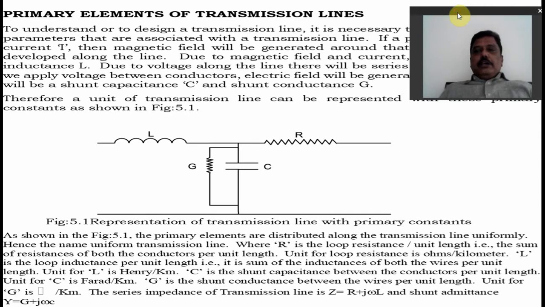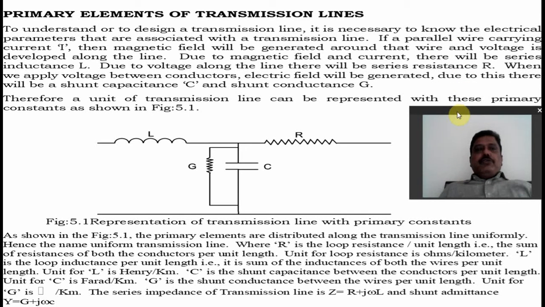Now let us study the primary constants, or primary elements, of transmission lines. To understand or to design a transmission line, it is necessary to know the electrical parameters that are associated with the transmission line. If a parallel wire carries current I, then a magnetic field will be generated around that wire, and voltage is developed along the line.